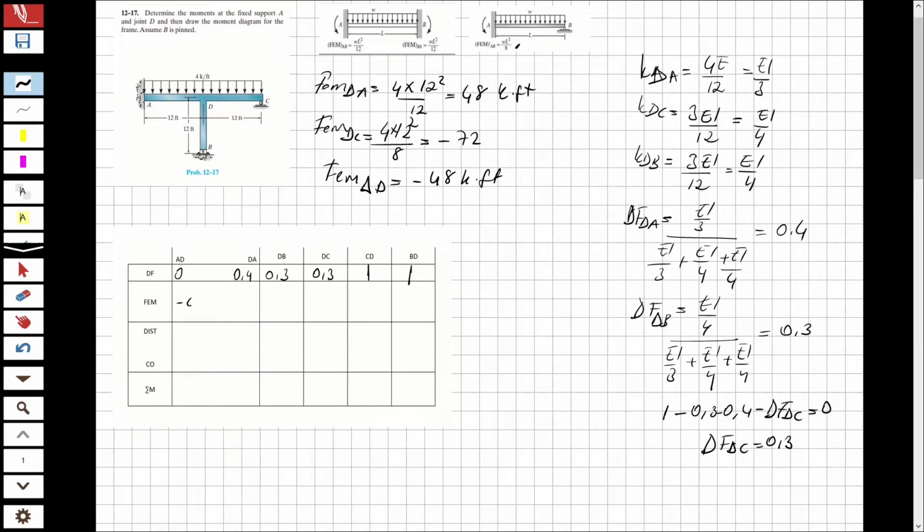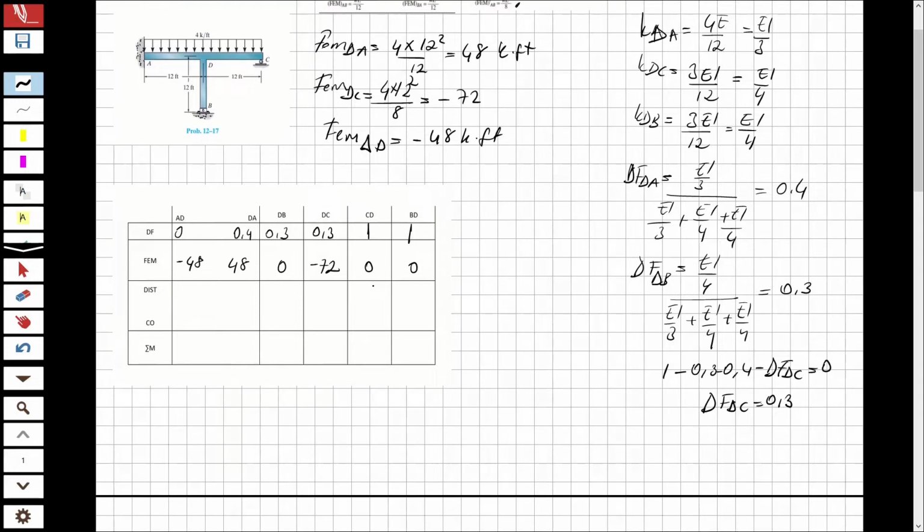So let's write the fixed end moments in the table: minus 48, and of course for DC that will be minus 72. And the rest are 0, 0, and 0. So now I have my fixed end moments, and now I'm going to distribute them.